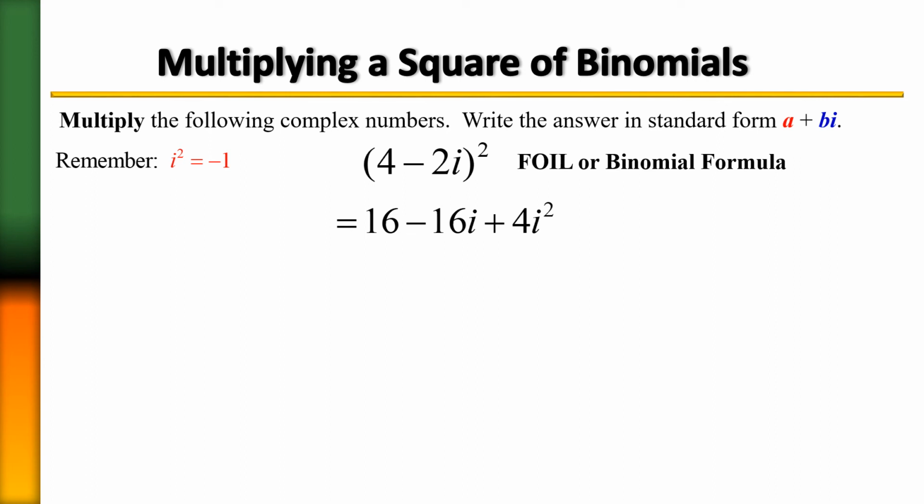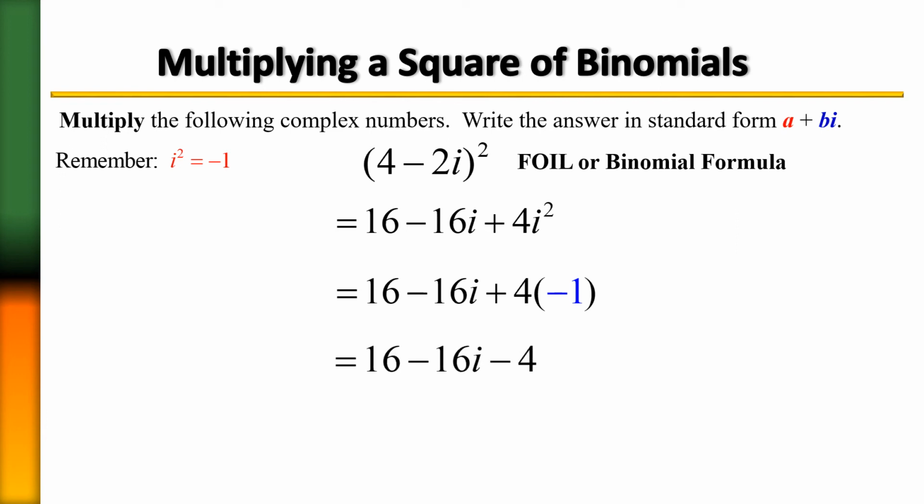All right, so again, don't forget, every time you see i squared, replace it with -1. Positive 4 times negative 1 equals negative 4. Lastly, all we have to do is combine the real numbers, 16 minus 4, and then write our answer in standard form with the real part first and the imaginary part following, which gives you 12 minus 16i.